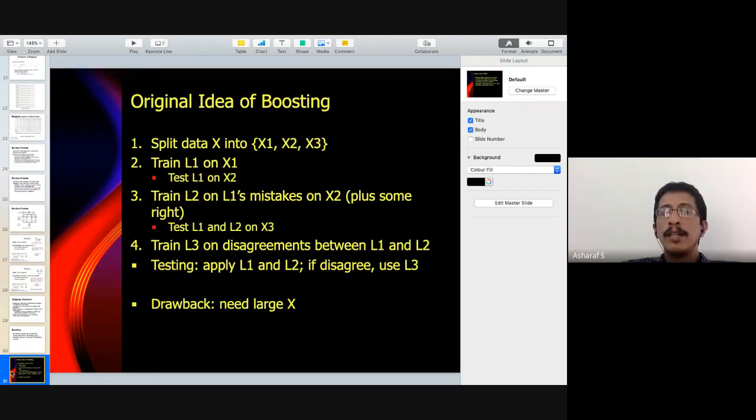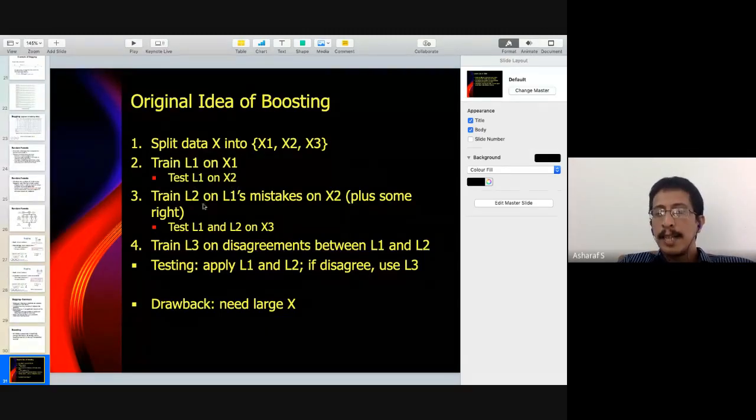So you split your training data into x1, x2, x3, three partitions. Let's start simple. Train a classifier L1 on x1, test L1 on x2. Basically, it's again a part of the training data. Train L2, the next classifier, on L1's mistakes, which means that out of x2, some of the points may be misclassified. On the points from x2 for which L1 has not performed well, you can train L2.